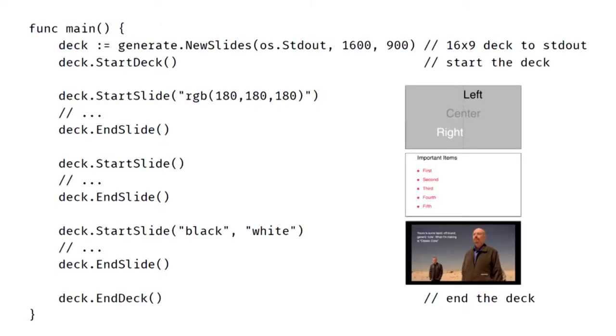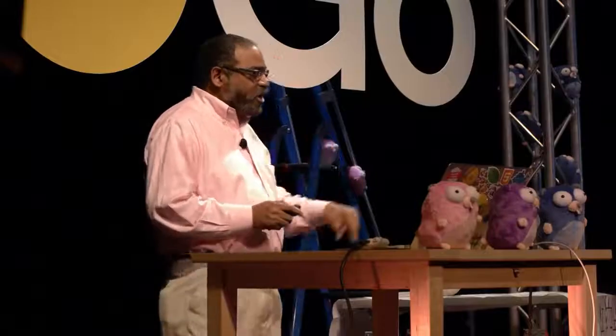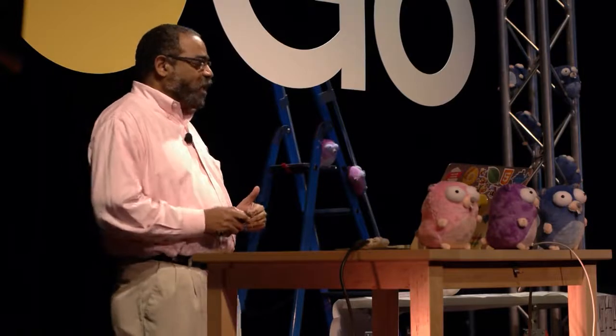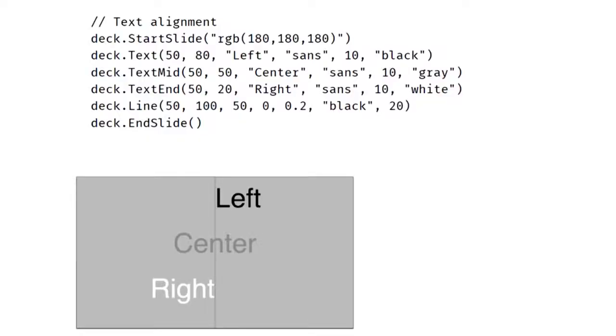Here's an example of a program that makes 3 slides. Just like SVG Go, it writes to an I/O writer. You start your slide and you end your slide and you have your stuff in between. Blowing that up, this is what a particular slide looks like.